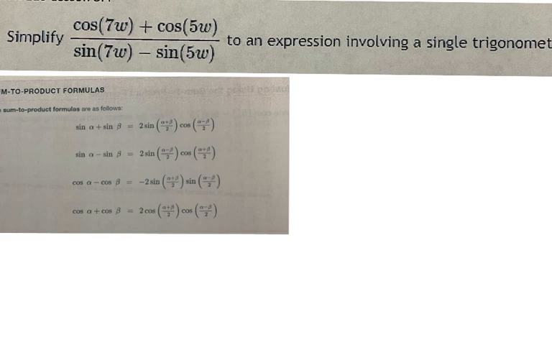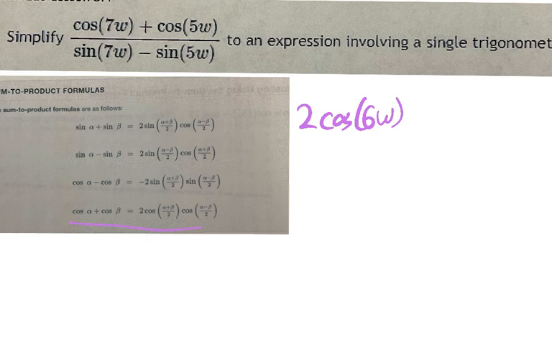So here we go. We'll start with the numerator. Cosine of 7 omega plus cosine of 5 omega. Cosine plus cosine is the last formula. So this becomes 2 times cosine of 7 omega plus 5 omega, which is 12 omega, over 2 is 6 omega. Am I doing too much at once? Is everybody okay with that? I'm plugging this into this formula.